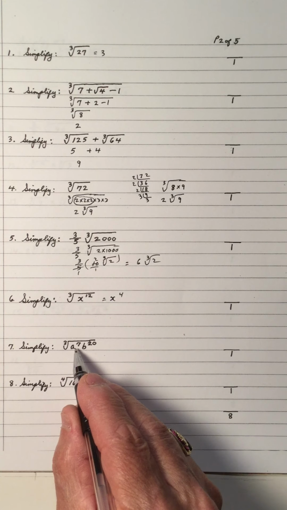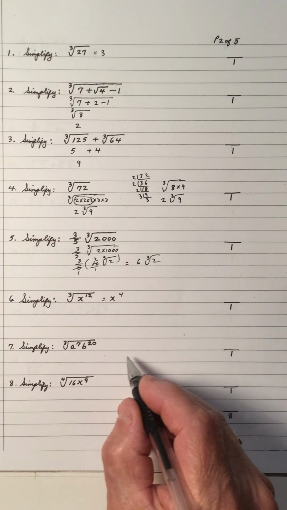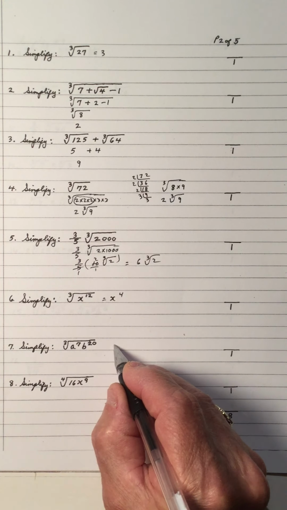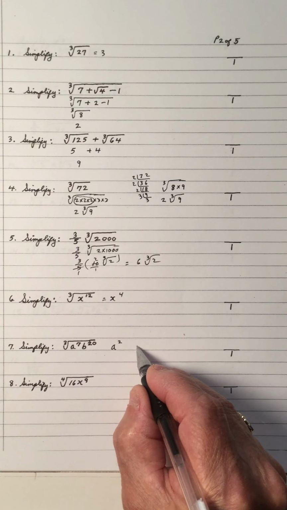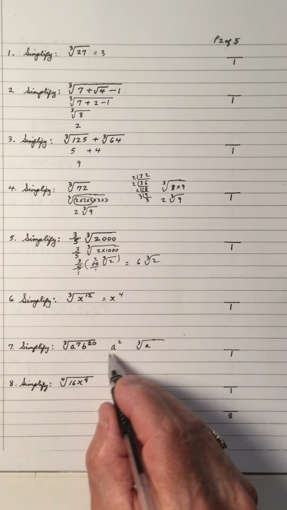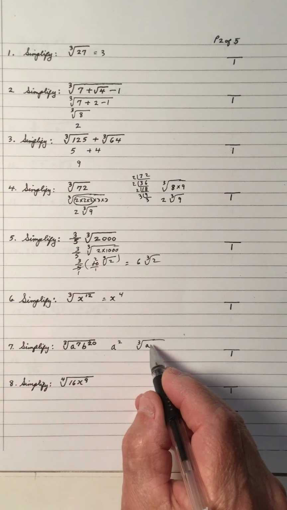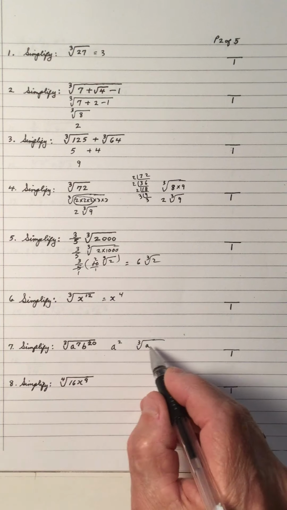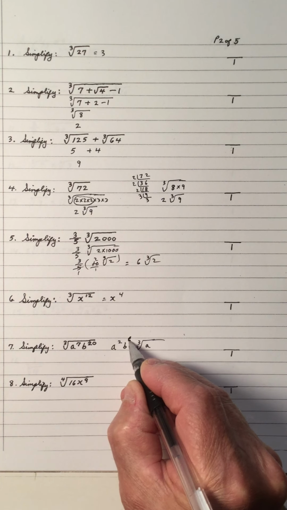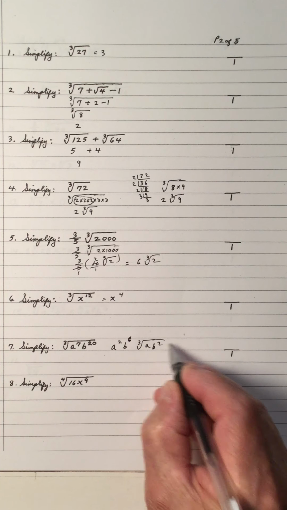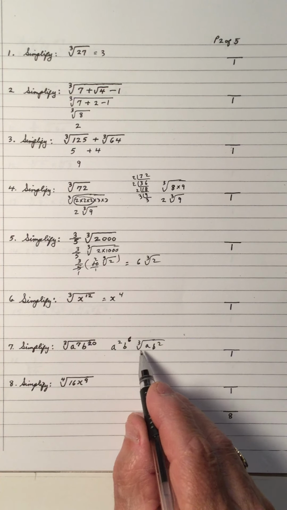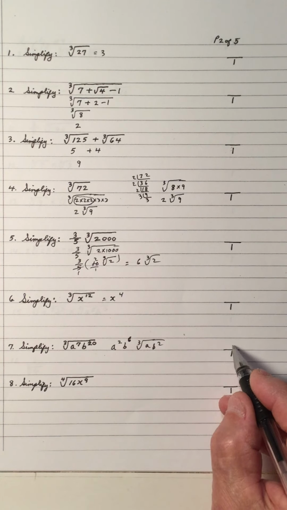Simplify the cube root of x to the 7, b to the 20. So for the cube root, 7 divided by 3 is 2, 1 left over. 20 divided by 3, 3 sixes are 18, and there's 2 left over. So if you have a squared b to the 6, cube root of a b squared, you give yourself a mark.